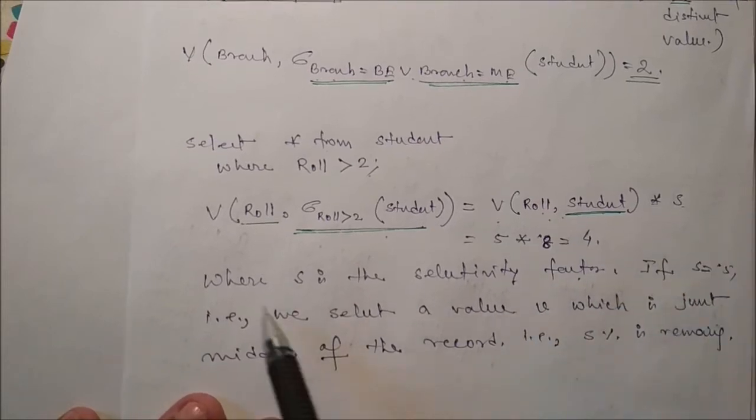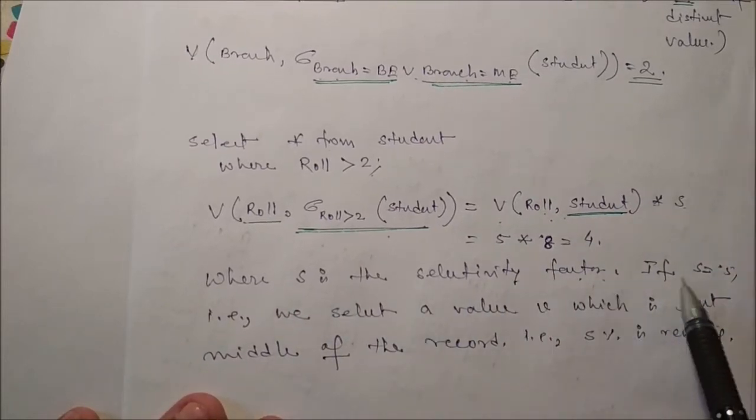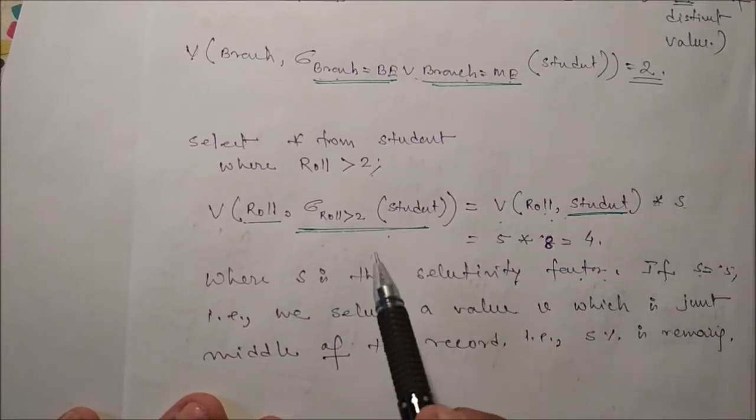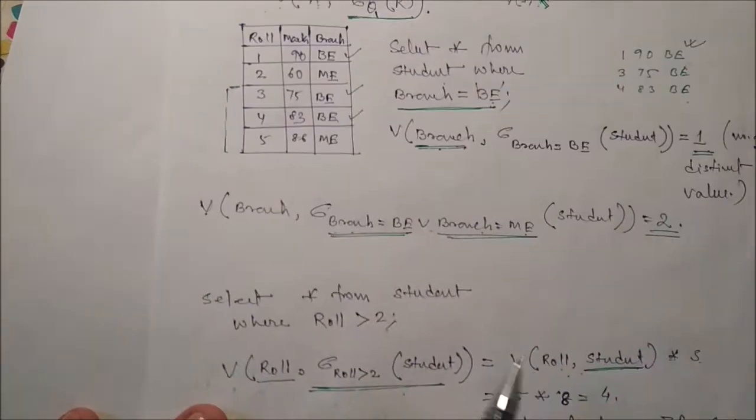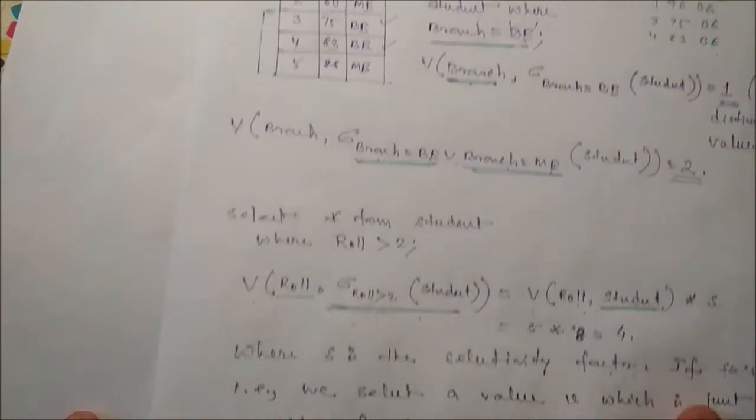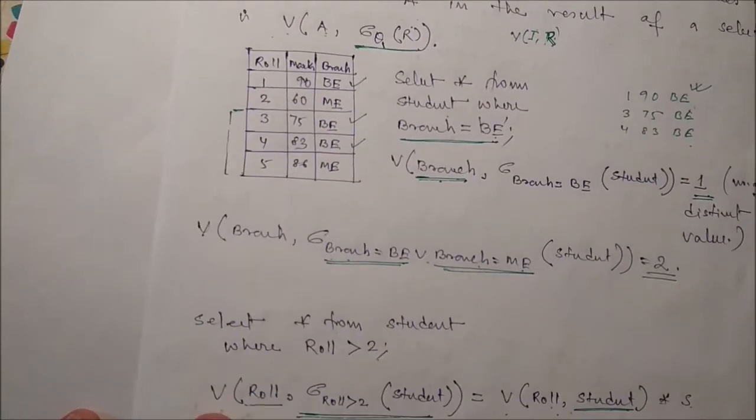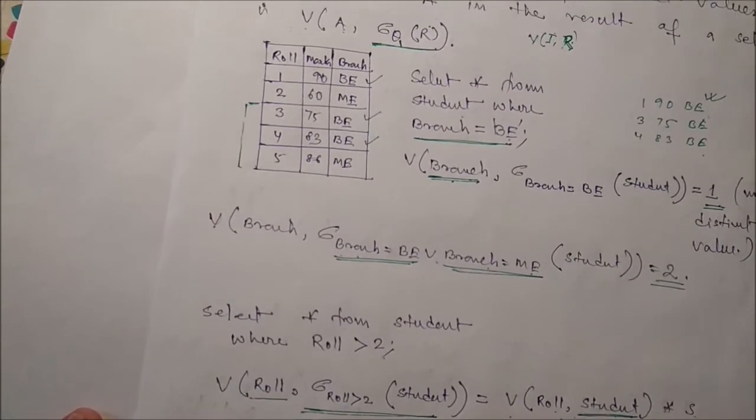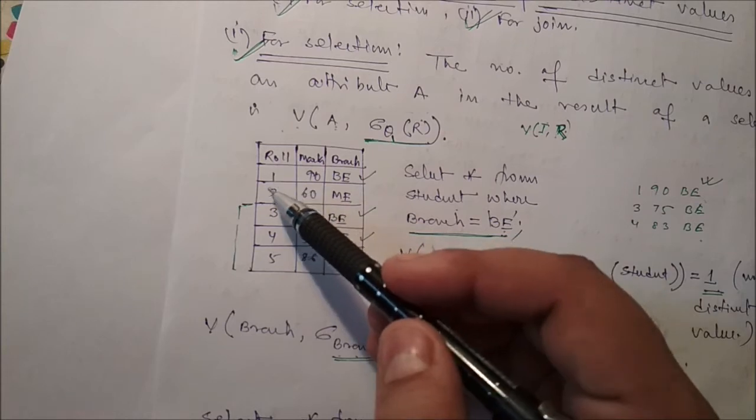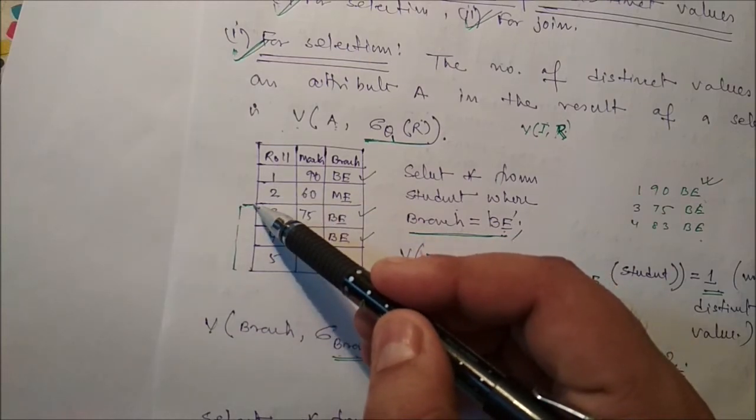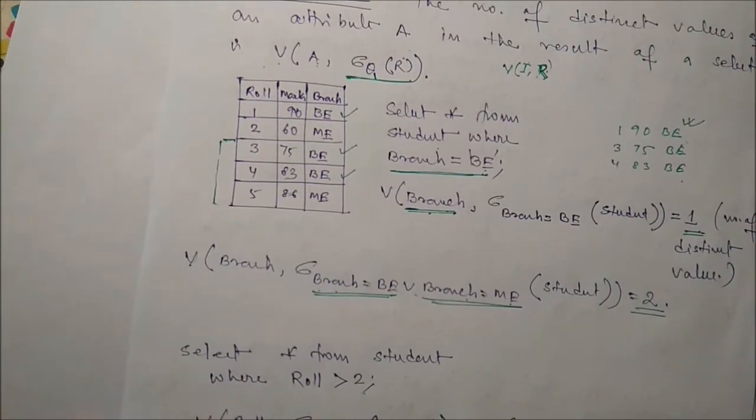So here S is a selectivity factor, where if S is equal to 50 means what? We have to start searching from 50% of the original table. Okay, similarly we select a value V which is just middle of the record, that is S% of the remaining. Now suppose if we put S is equal to 0.8, that means what? We have to start from the 20% of the table. So if it is at 0.2, that means what?